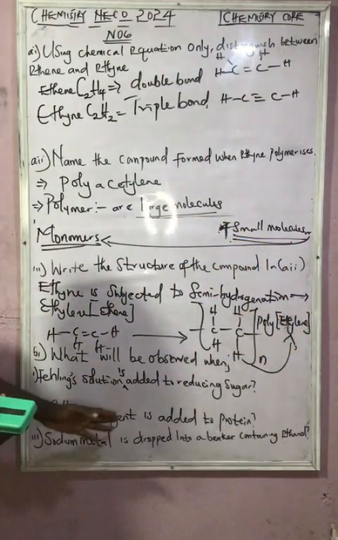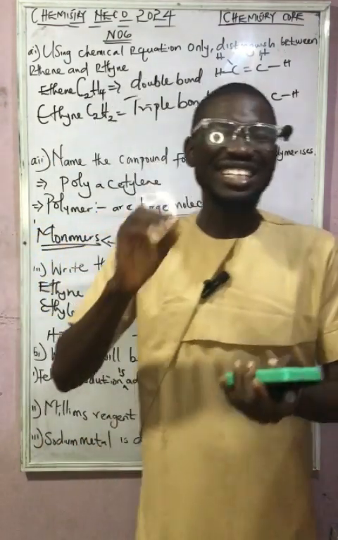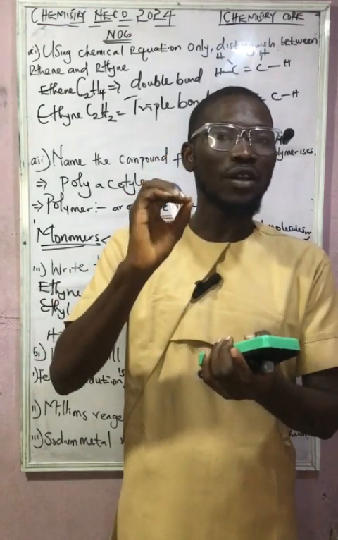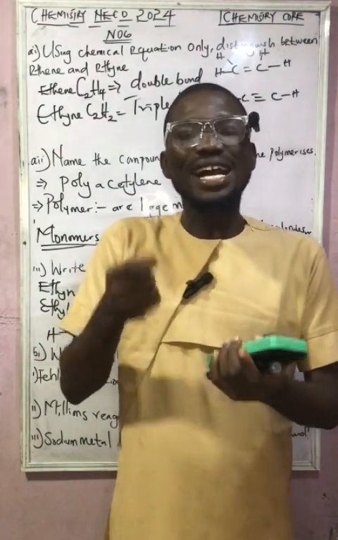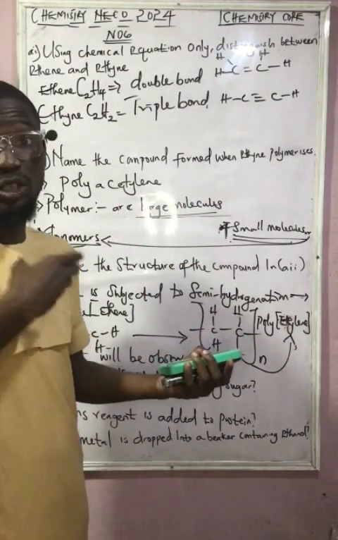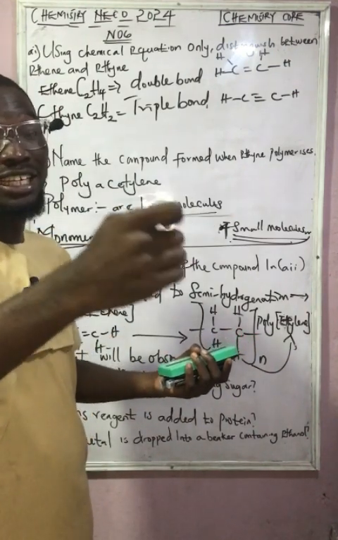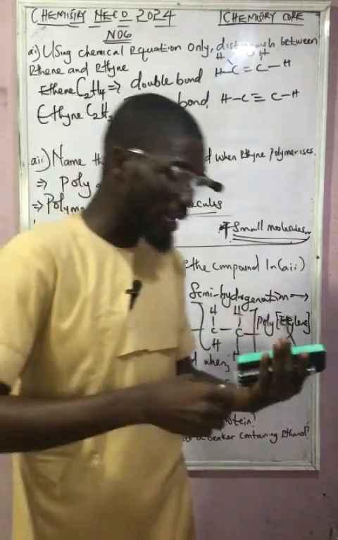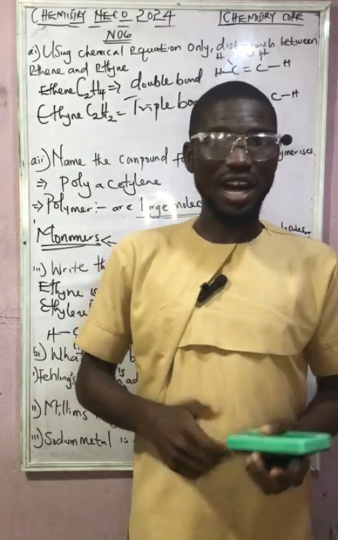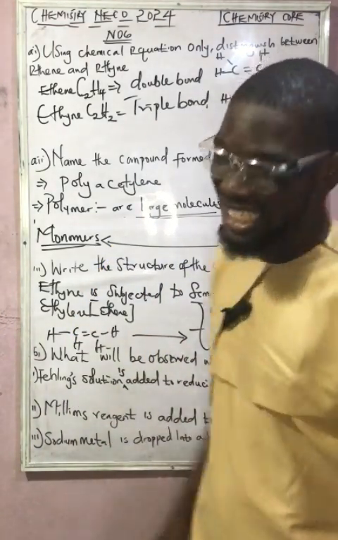So the second one is Millon's reagent added to protein. When Millon's reagent is added to protein, there is a complex formation, and that complex formation involves the amino group. It is just like when you take your egg, mostly in the lab, and mix it together, or when Millon's solution is added to egg. Egg is an example of what? A protein. We are going to have a blue color observed.